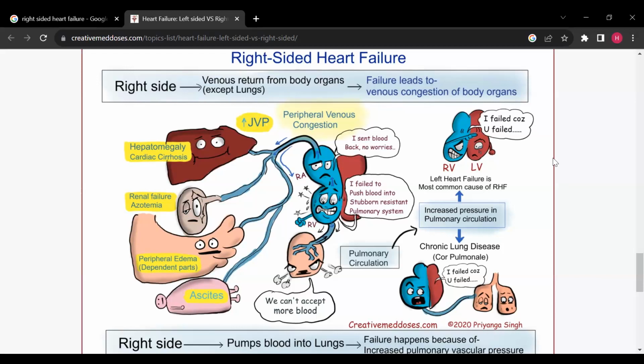So there are many symptoms associated with right-sided heart failure. In left-sided, we saw that it's mostly pulmonary symptoms, but over here, it's with these other organs. One of the main things that we see is increased jugular vein pressure. Jugular vein is what? JVP. What is it called?